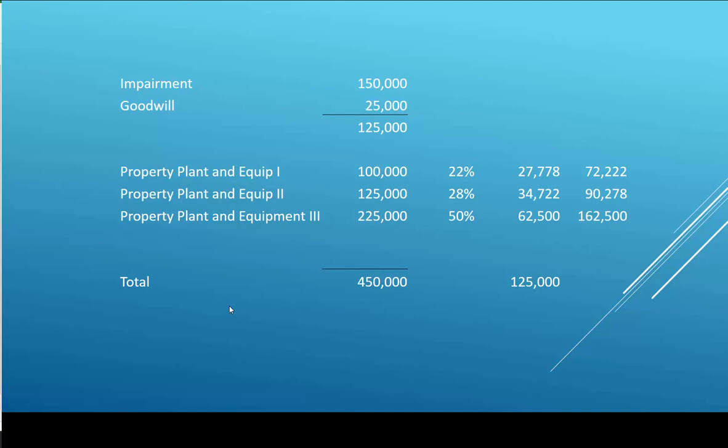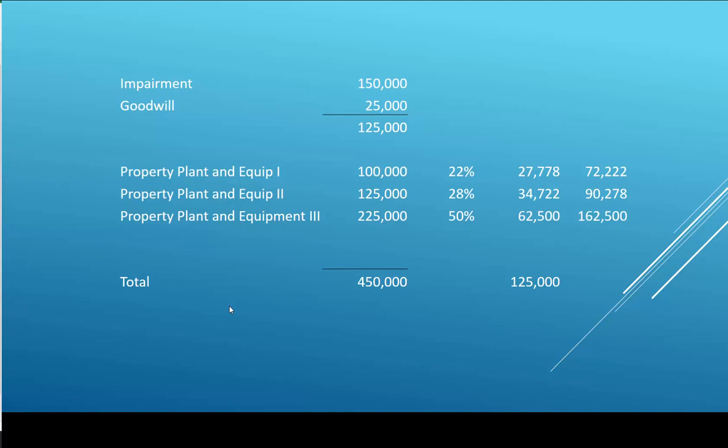So what we have to do is we have to allocate the $125,000 proportionally to those assets. That means that we allocate $27,778 to asset 1, $34,722 to asset 2, and $62,500 to asset 3. That of course leaves us with a remaining book value of $72,222, $90,278 and $162,500 for asset 3.